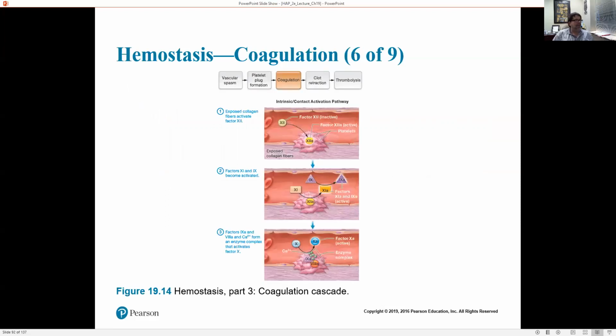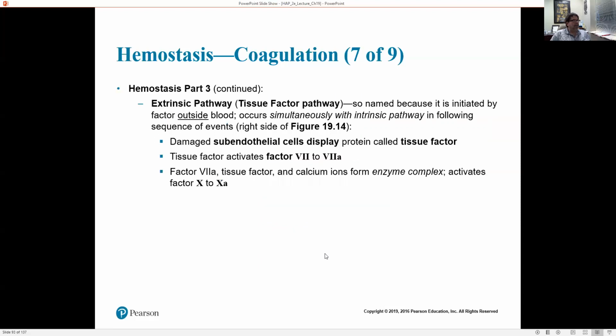Here is her attempt to show this. I don't quite get it, but here's the factor coming in, bam, bam, bam, bam. I'm going to give a handout that has it linearly with all the factors leading to this coagulation cascade.